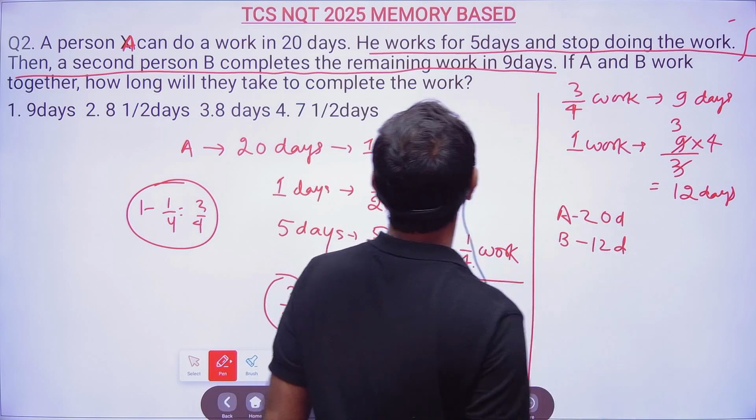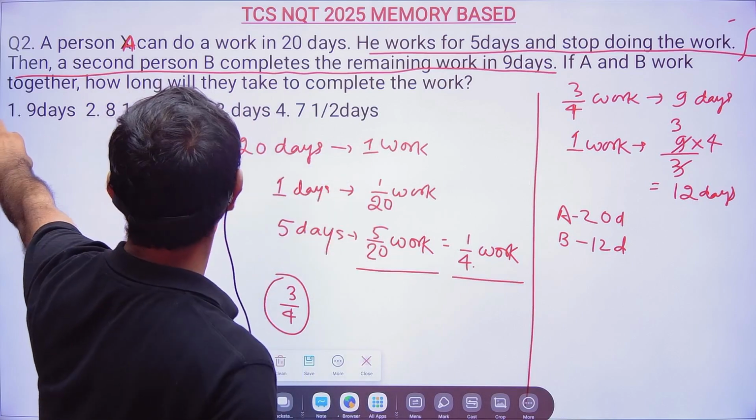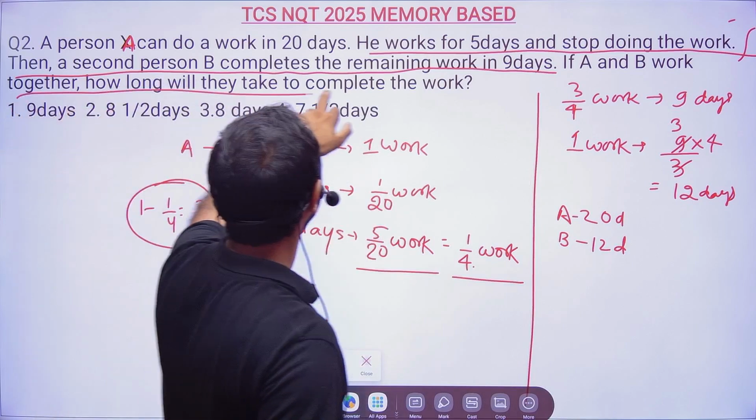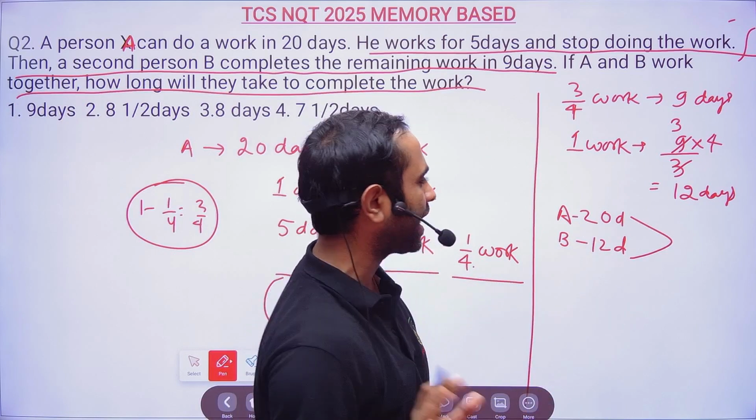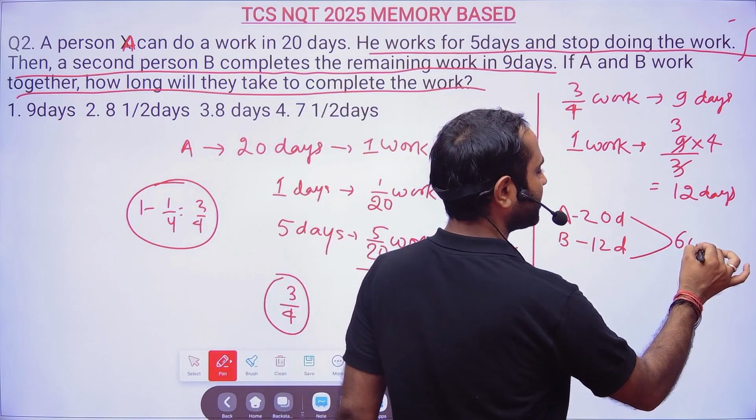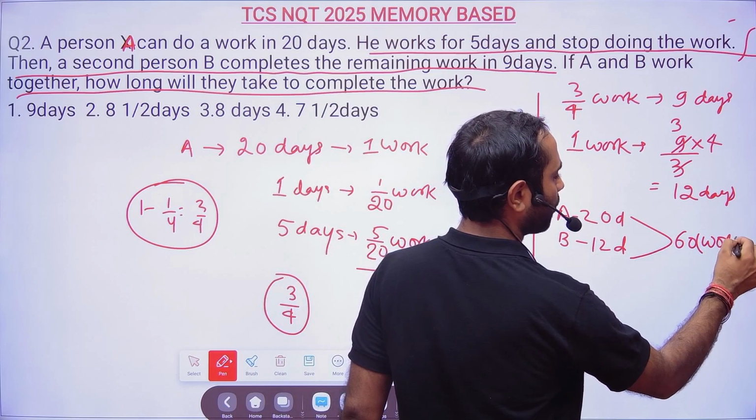What is the question? Sir, the question is, if A and B work together, then how long will they take to complete the work? My dear friend, take the LCM. If you are not able to take the LCM, take a number which is divisible by both of them. That will become your work.